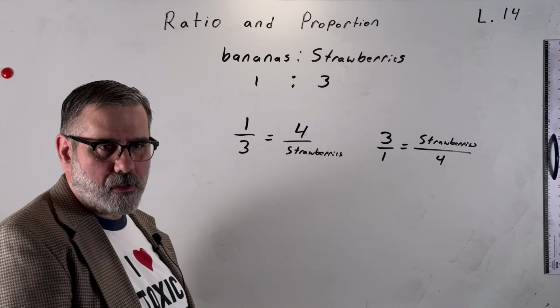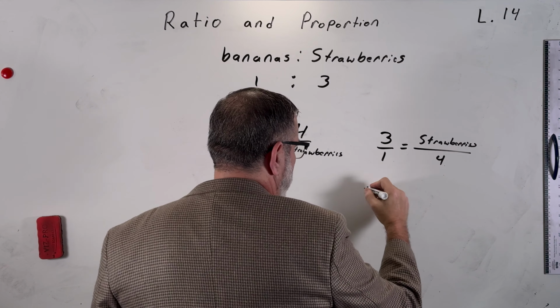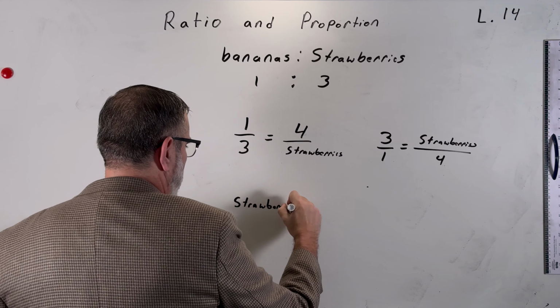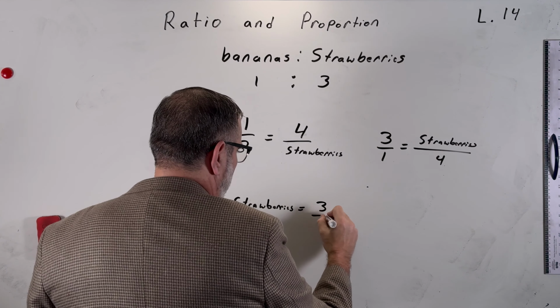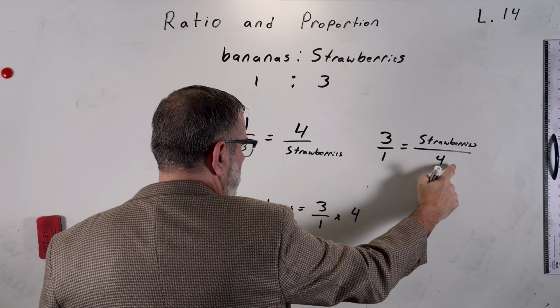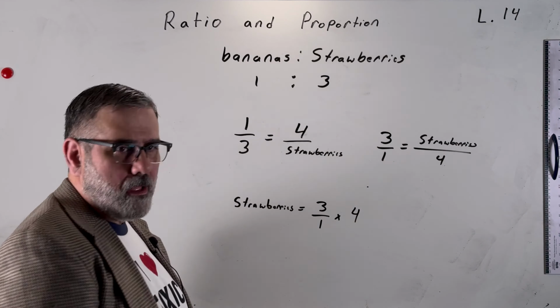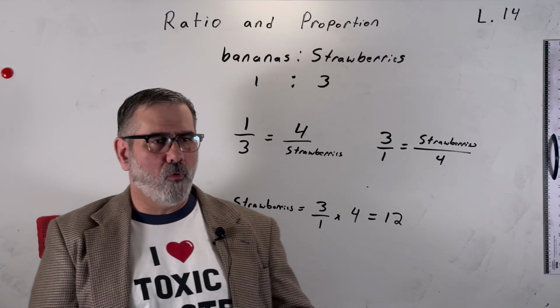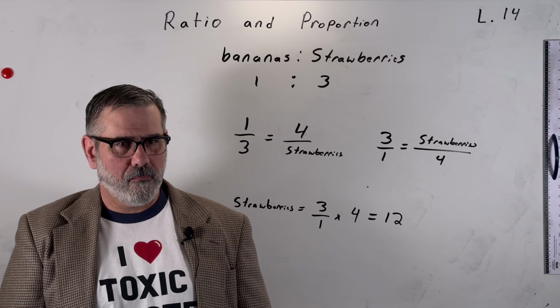So if I follow through with that, this means that the number of strawberries is equal to 3 over 1 times 4. That's just multiplying both sides by 4. Well, 3 over 1, that's just 3. 3 times 4, that's just 12. So I need 12 strawberries to make a fruit salad in that proportion of 1 banana to 3 strawberries if I have on hand 4 bananas that I'm going to use in the recipe.